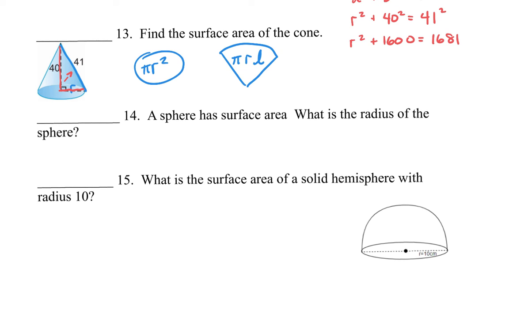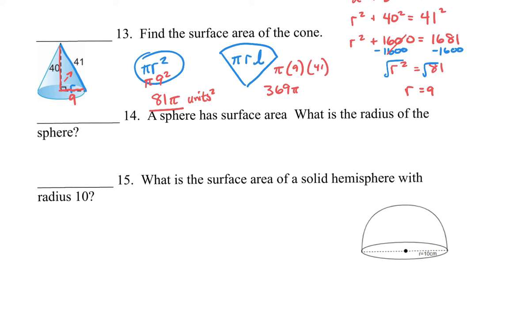All right, we got to solve it for R. So let's subtract the 1600. And then square root, and R equals a 9. So now I know my radius is 9. So the area of my circle is going to be pi times 9 squared, so 81 pi. And I didn't have units here, so square units. And then this is going to be pi RL, so that'll be pi times 9 times the slant, which is 41. And I think that is 369 pi's.